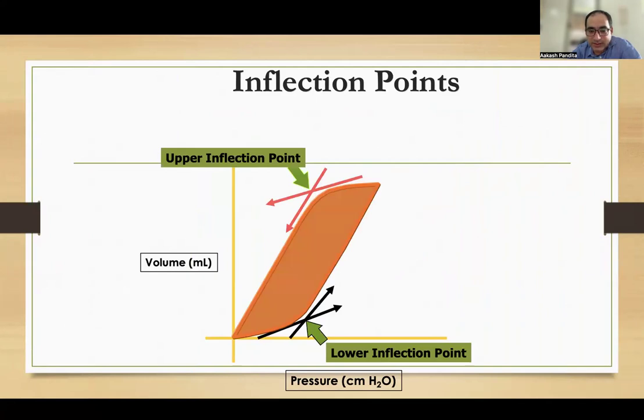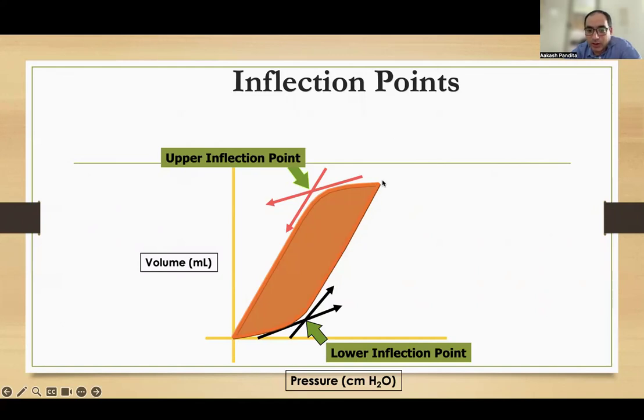Now, there are two important things which we need to learn from this graph: the lower inflection point and the upper inflection point. Usually we want to ventilate between these two points. Why? If we ventilate below this point, we are increasing the pressures but there is no increase in the volume. So here we need to increase the PEEP so that the lung is opened up. After this point, when we give pressures, we achieve a steep increase in the volume. That is what we want: with minimal change in pressure, we should achieve a good tidal volume.